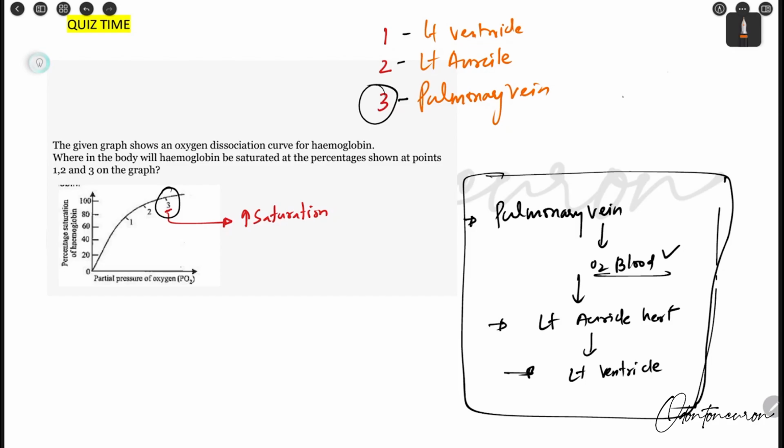So let me see again. The hemoglobin is highly saturated in the pulmonary vein because it carries oxygen from the lungs towards the left auricle of the heart. From the left auricle, it passes to your left ventricle. So once it passes, the oxygen saturation decreases accordingly. Clear? So 3 is right. That means 3 is the pulmonary vein, 2 the left auricle, and 1 the left ventricle.